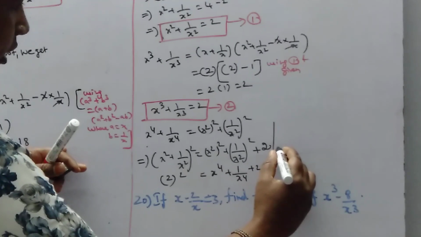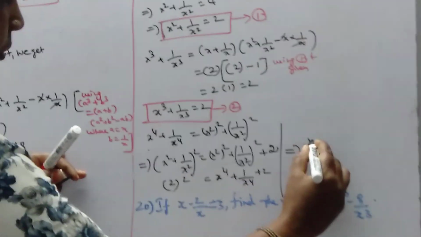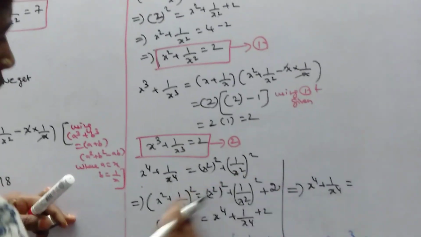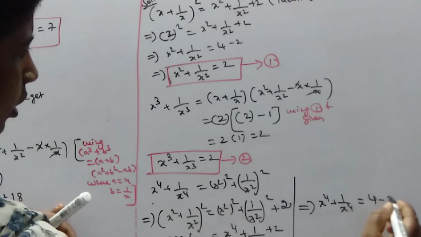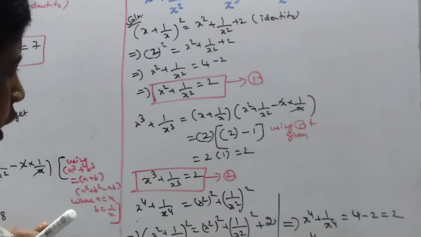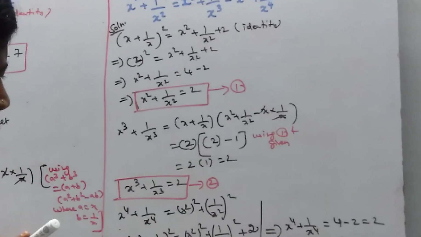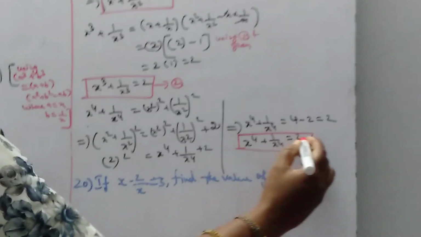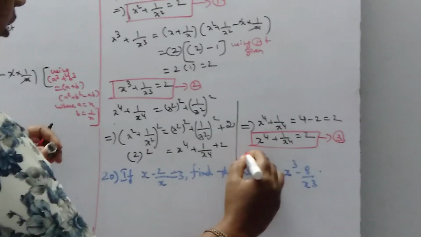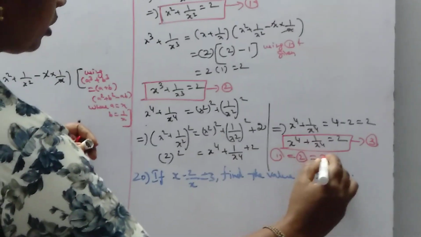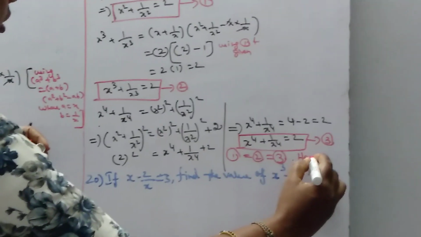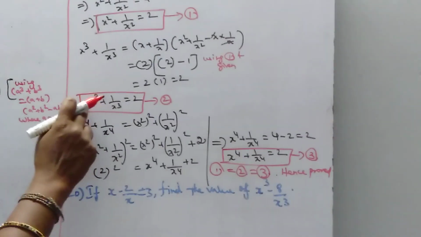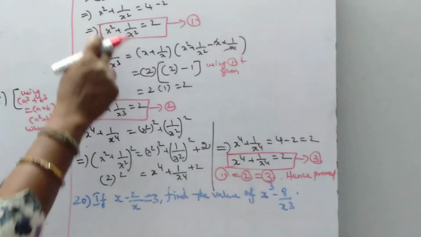So which implies that x power 4 plus 1 by x power 4 equals, bring this 2 to this side, that is 4 minus 2 equals 2. So that is x power 4 plus 1 by x power 4 equals 2, which is the third one. So 1 equals 2 equals 3, hence proved.